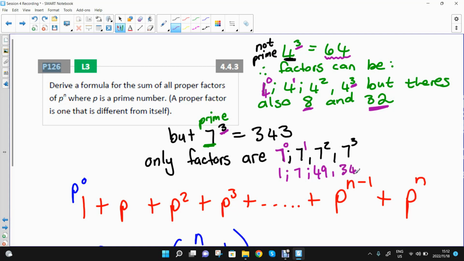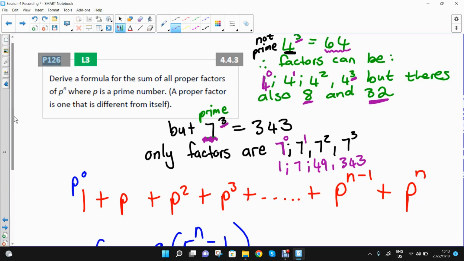If you work all of this out, you get 1, 7, 49, and 343. What's interesting is that if you work out all the factors of 343, these are the only factors that exist for that number. There won't be any others that do not follow this specific pattern, and the reason is that the base you are using is a prime number. So that is the significance we are seeing here.